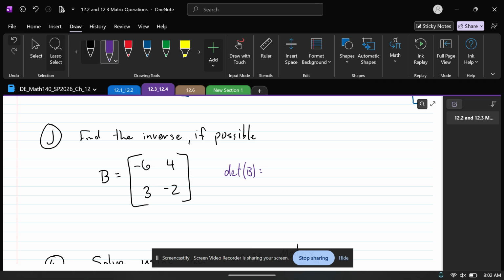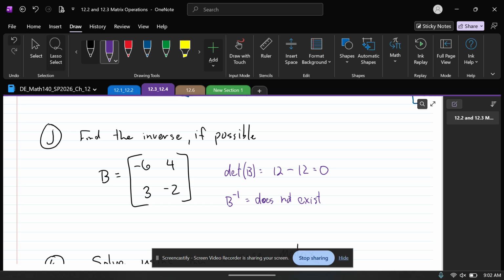negative 6 times negative 2 is 12 minus 12, which is 0. So B inverse does not exist because it's a non-invertible matrix, because the determinant is 0. If you tried to do that in your calculator, it's going to give you an error, a singular matrix error, which means it can't be done. So inverting a matrix that has a determinant of 0 is not possible.